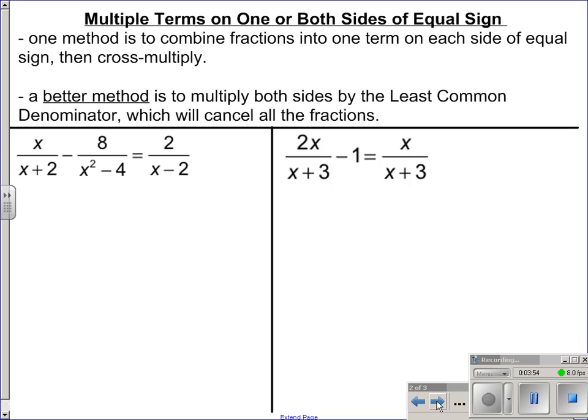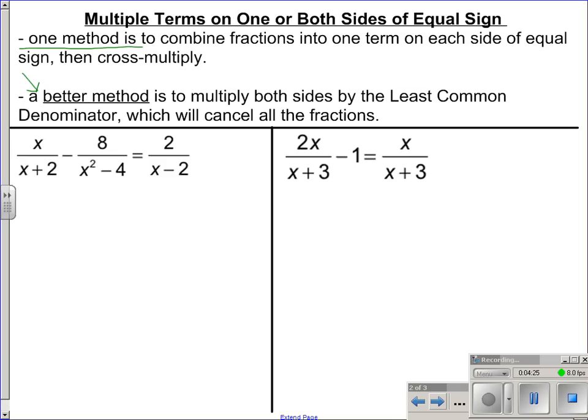One method, there's a couple ways you can do this. The first method is combine those terms into a single fraction. So you're going to get common denominators. So now when you do that, it gives you a single fraction equal to a single fraction. You can cross multiply. As it says, a better way to do that is to eliminate all those fractions. And you're going to do that by multiplying by that least common denominator. And that's going to cancel out all the fractions, and then it makes it just a normal algebra problem to solve.